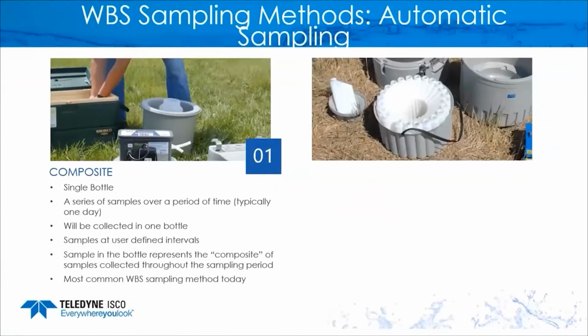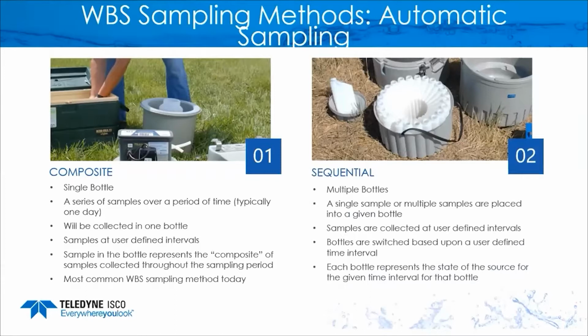For automatic sampling, there are two types of samples that can be collected. The first is a composite sample. Composite samples are collected in a single bottle and represent a composite of the waste stream over the course of a day. The sampler is programmed to collect a fixed sample volume at user-defined time intervals. Every 15 minutes is a typical time frame. Composite sampling is the most commonly used wastewater-based surveillance sampling method.